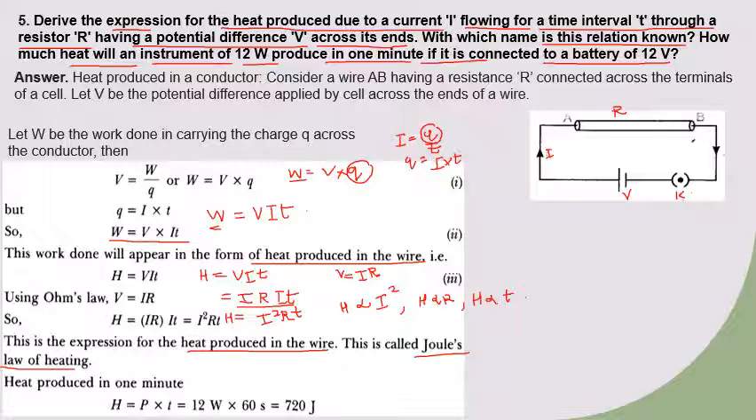And for the heat produced in 1 minute, we know that H is equal to V into I, which can be written as P into T. Power is given as 12, and time is 1 minute. So 1 minute has 60 seconds. So I'll get 720 joules. So the heat over here is 720 joules.